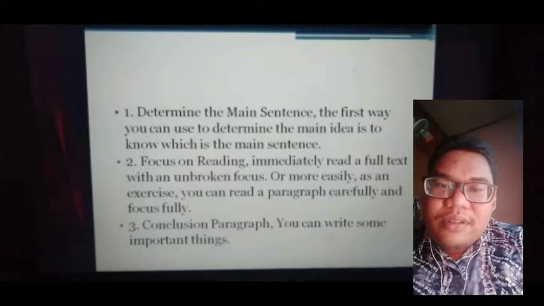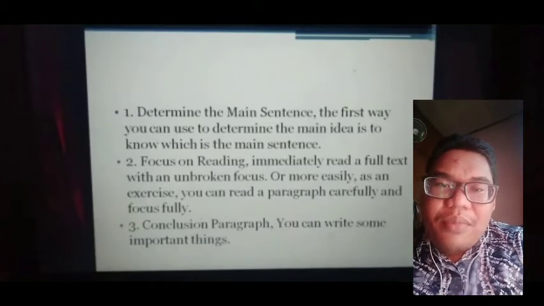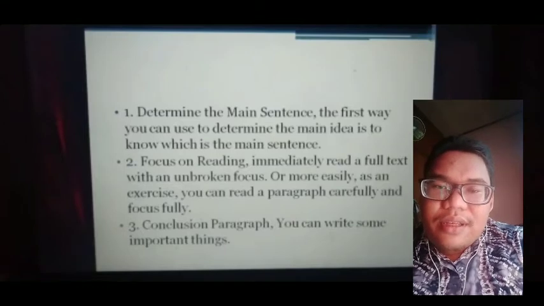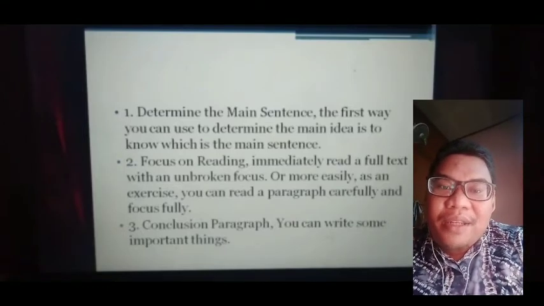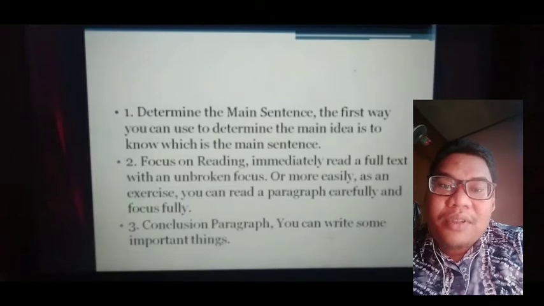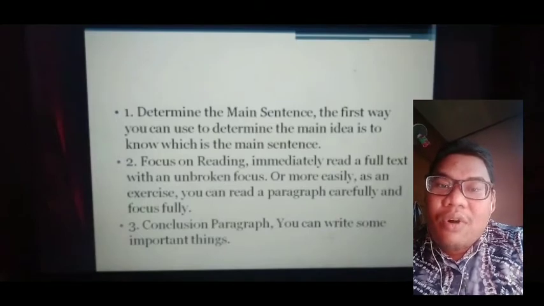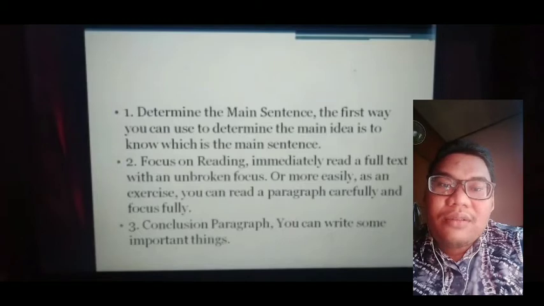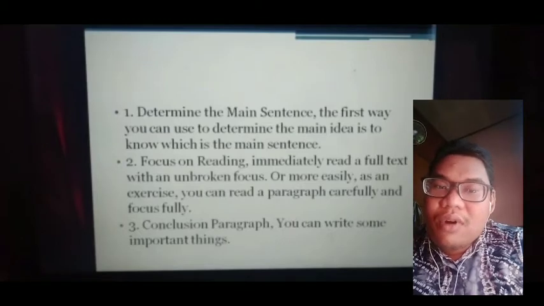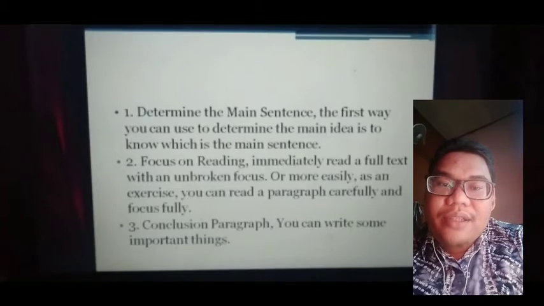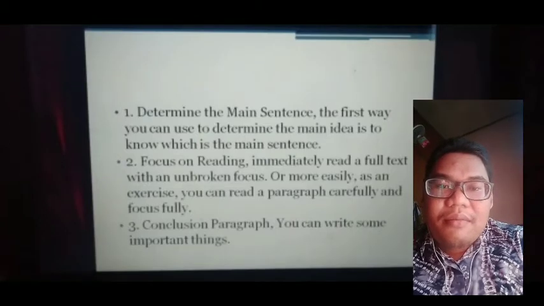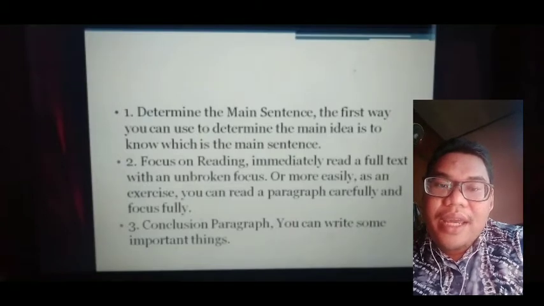Okay, now the third is concluding the paragraph. You can write some important things. You conclude the paragraph and you write the important things, like a word that is constantly found, or a word that may be the topic, so it can be linked with the main idea.